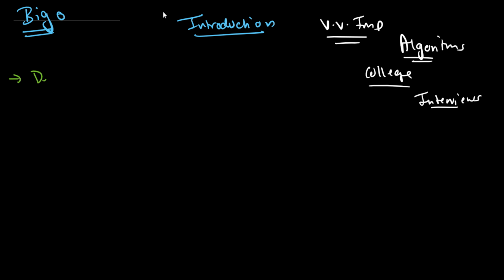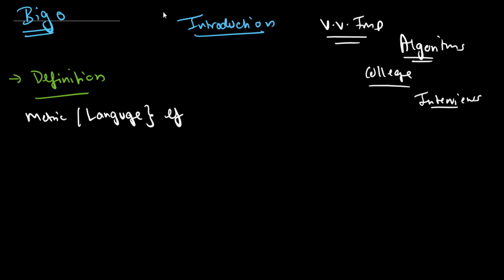So let's start with the definition. What exactly is Big O? Big O can be described as a metric or a language that is used to describe the efficiency of an algorithm, a computer algorithm. It is a metric or a language.